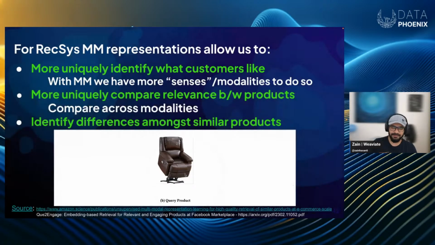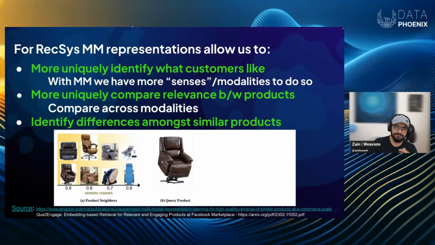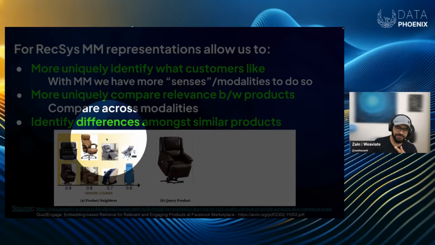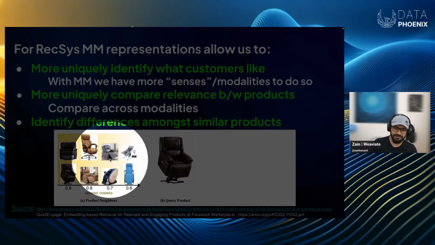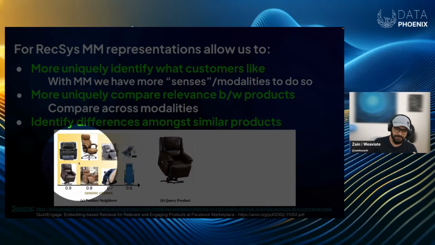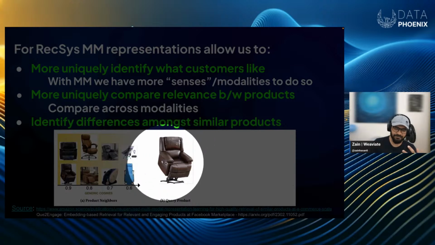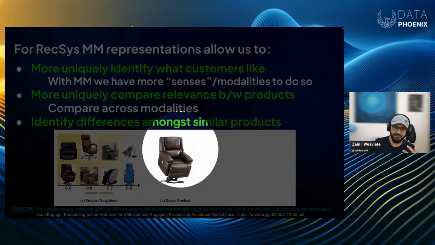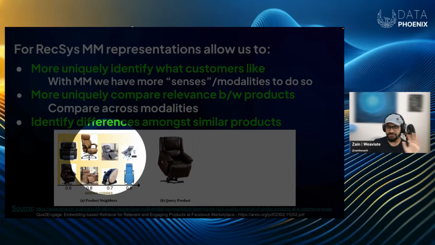And if they just use text, it comes up with recommendations that look like this, right? And these are all functionally the same. These are all things that you sit on. They're all furniture, but they're not quite like this product, right? So you could think that the description here is similar to this product, but the visual aspect of this, the image embedding, is not very similar at all.